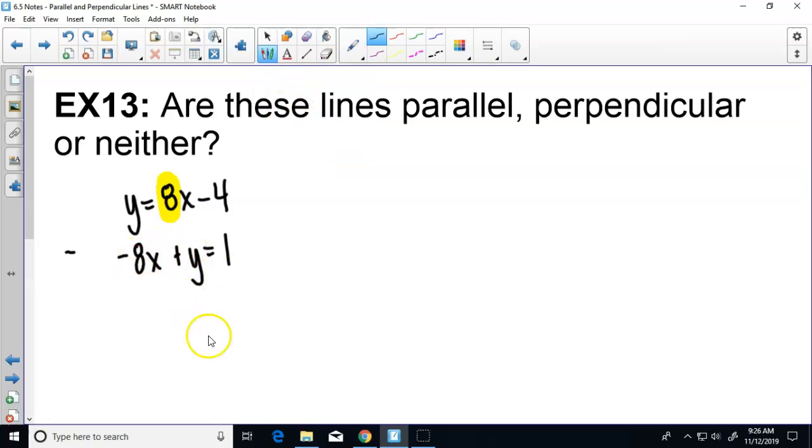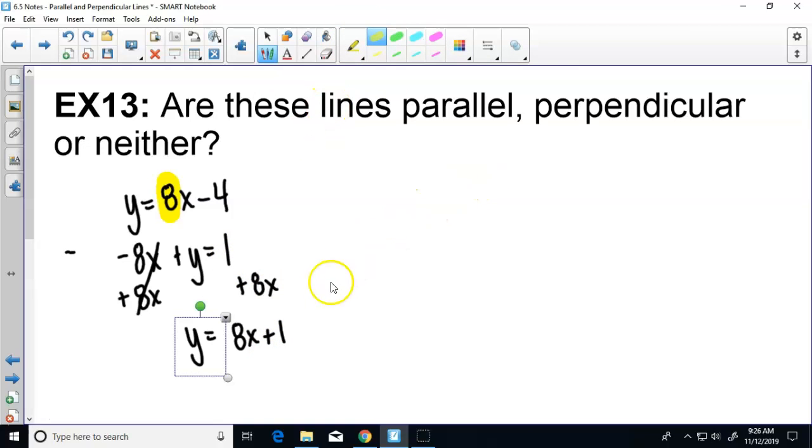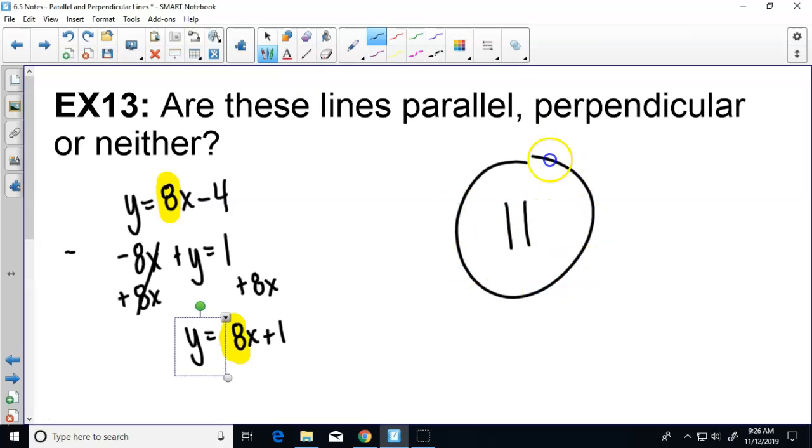Evan, how am I going to find the slope of the second line? Okay, and when I do that, what do I have to do with it? Add the 8x. Alright, so y equals 8x plus 1, or you can write it 1 plus 8x. It does not matter. What's the slope of that line, Evan? It is positive 8. So are these lines parallel, perpendicular, or neither, Evan? They are parallel, so you can just put those two lines right there. That means parallel. Or you could circle parallel, or you can write the word parallel.